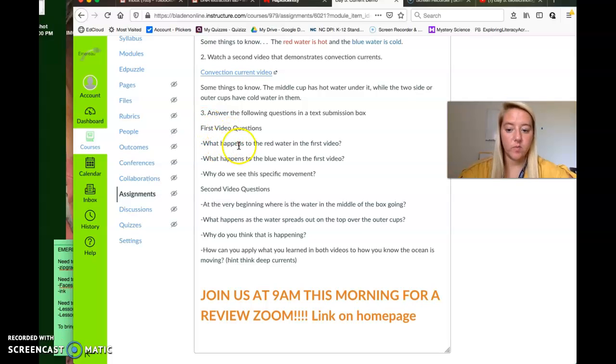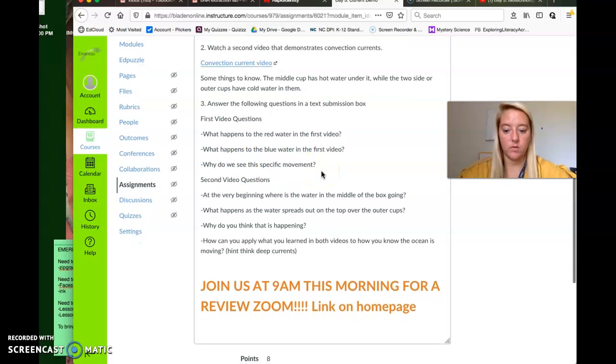For the first video, what happens to the red water? Where does it go? In the first video still, what happens to the blue water? Where does it go? And then number 3, why do we see this specific movement? Why do we see the water move where it moves?